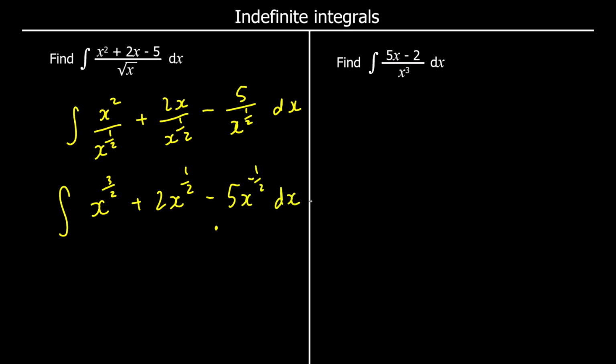And so we've got our function ready to integrate. So we're going to add 1 to the power, divide by the new power for each of these terms. So dividing by 3 over 2, same as timesing by 2/3.